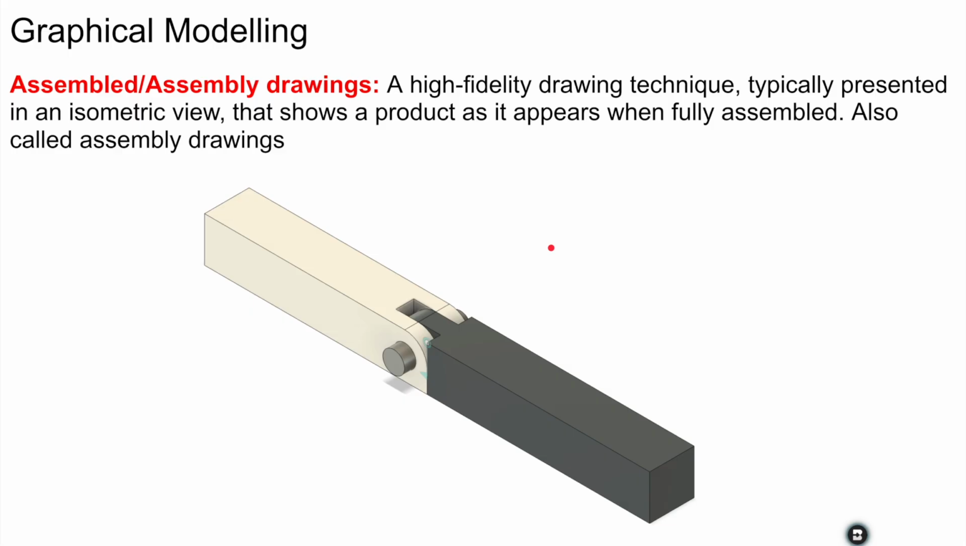Assembled drawings. This is a high fidelity drawing technique typically presented in isometric view that shows a product as it appears when fully assembled. It's called an assembly drawing. So this is a fully assembled drawing of this knuckle joint.